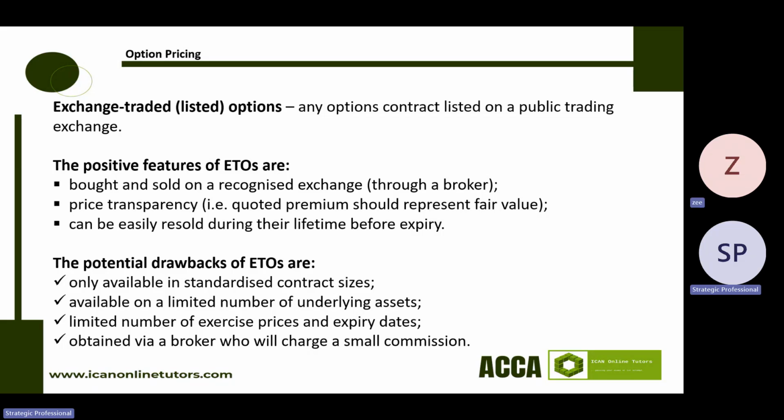There is no really binding agreement. So the risk in forward is higher than the risk in future. Future is standardized, right? It can be controlled. There's a market that controls it. So that's how we also have it in options. We have exchange traded listed options. Any option contract listed on a public traded exchange. And what are the positives? It can be bought and sold on a recognized exchange. So the risk is low because why?